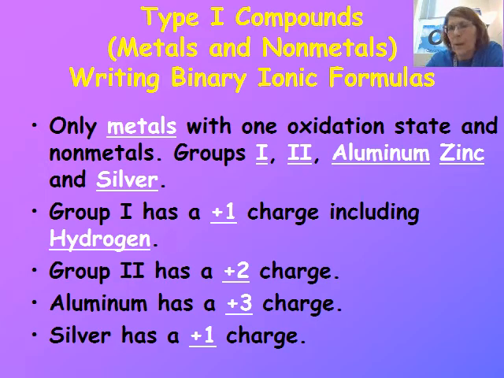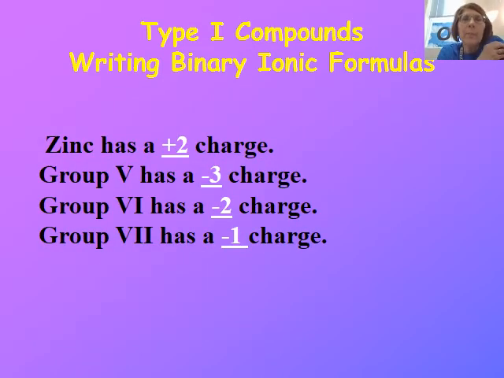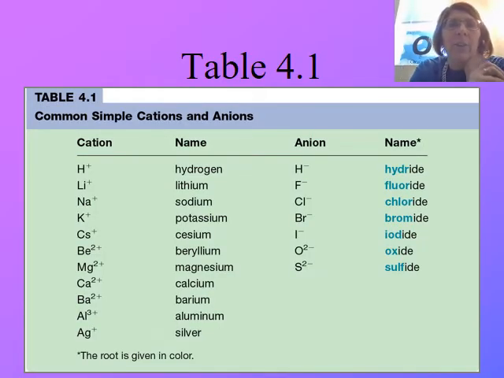Silver has a +1. And then zinc has a +2. Notice that it goes kind of diagonal, +3, +2, +1. So that's kind of an easy way to memorize it. So then we have group 5, which is actually group 15. So that is a -3 charge. A group 16 or oxygen group or chalcogens has a -2 charge, and group 17 or 7 has a -1 charge. So you do need to memorize all these charges. So that's just showing the charges.